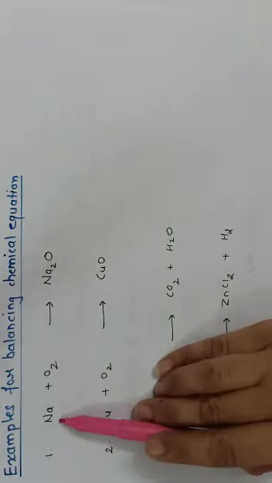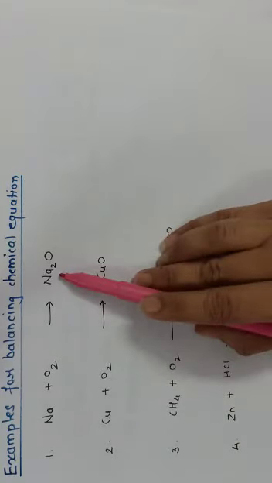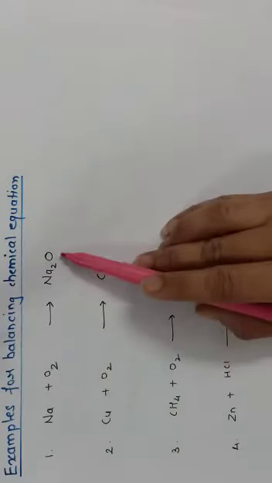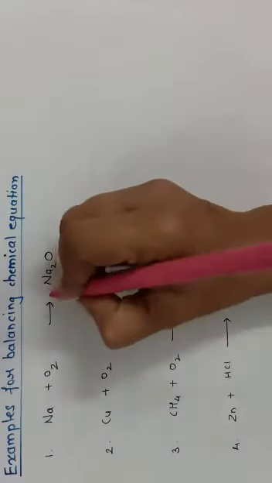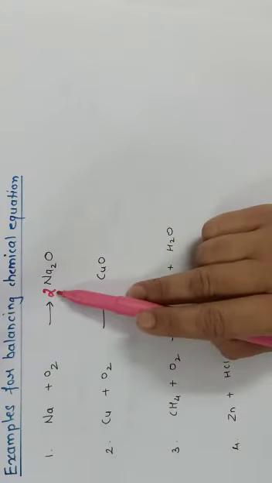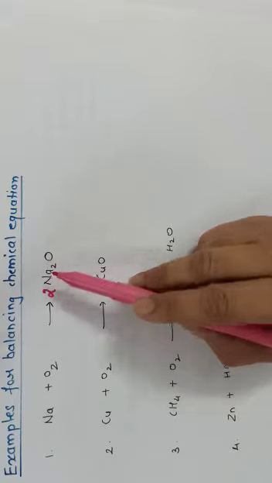Now on the reactant side there is only one sodium atom, but on the product side there are two. Oxygen: on the reactant side there are two, and on the product side it is only one. So I will add the number 2 here so that the oxygen becomes balanced. But now in the process, sodium's number has changed.